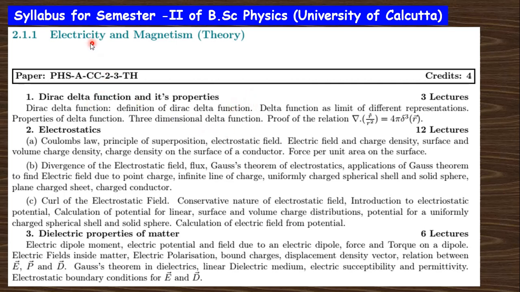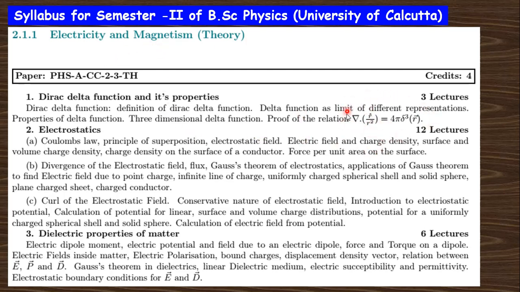You can see here, for the paper CC3, which consists of electricity and magnetism, the first topic is the Dirac delta function and its property. In this video, I want to cover this portion: the definition of the Dirac delta function as a limit of different representations, properties of the delta function, the three-dimensional delta function, and proof of this property, which is very useful in electricity and magnetism.